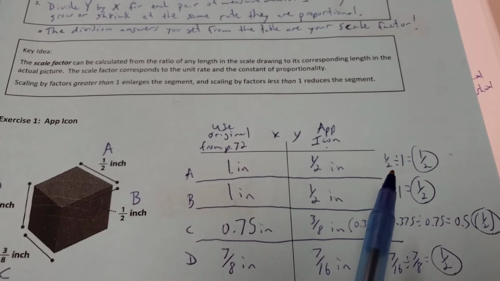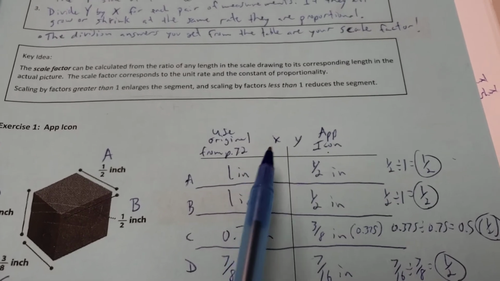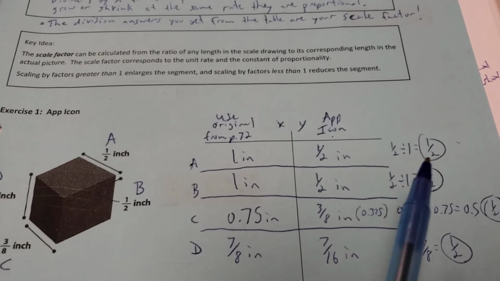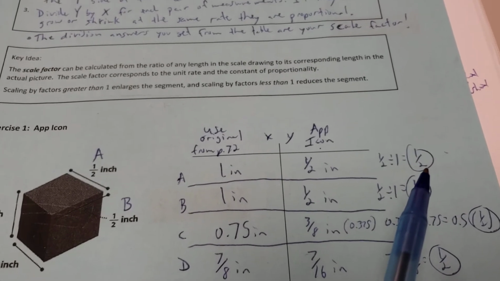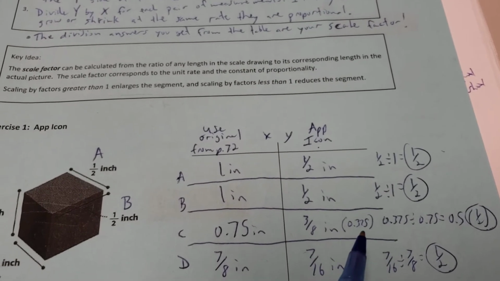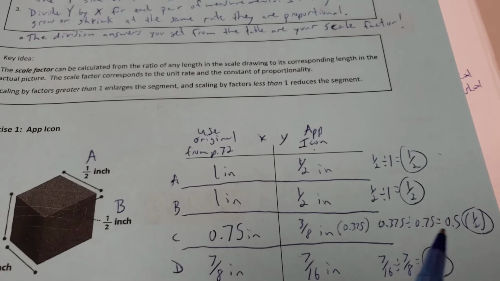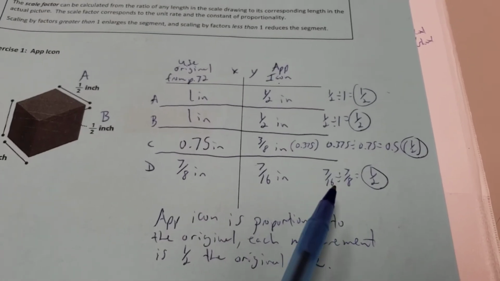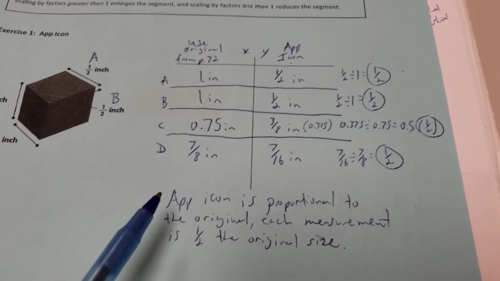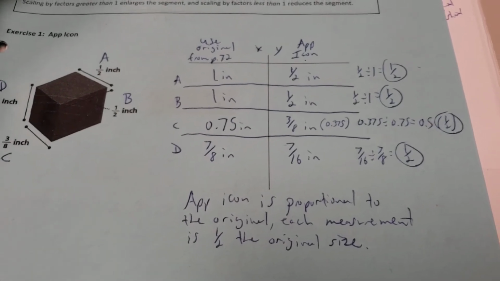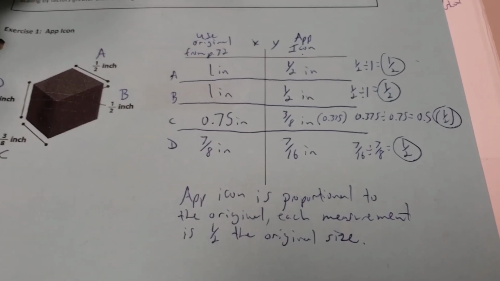Now, if I took my Y values divided by X values, remember we always take Y's divided by X's all the way through. 1/2 divided by 1 is just going to be 1/2. Anything divided by 1 is itself. If I took my 3/8, or what I call the 0.375, and divided it by 0.75, I get 0.5, also known as a half. Now if I took 7/16 divided by 7/8, I get 1/2. So the app icon is proportional to that original because each measurement is half the original size. The scale factor is 1/2 because the app icon is half of the original size.